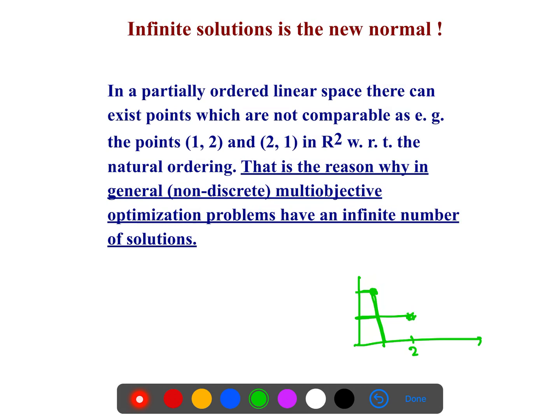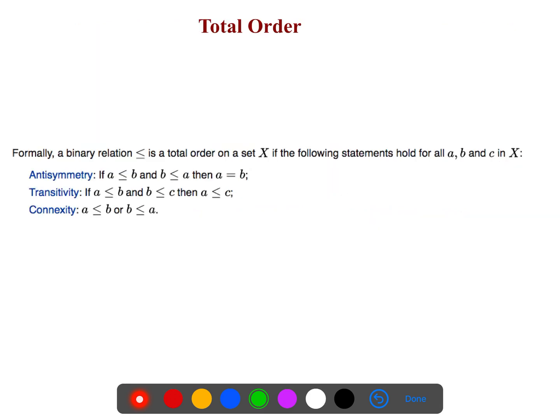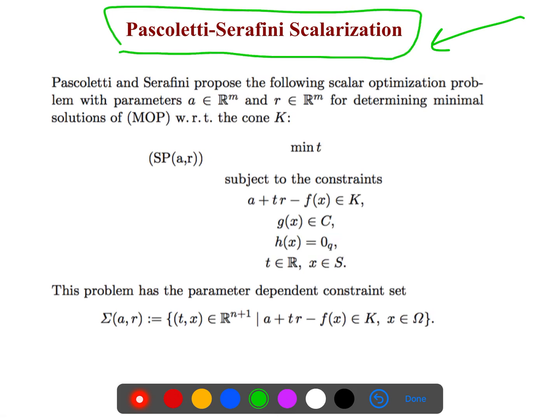So we cannot compare these 2 points, as I said. And so we can also define lexicographical ordering, and we can define total order, but let's come back to our original problem. We said that most multi-objective optimization methods, such as weighted average or epsilon constraint, are just a special case of Pascoletti-Serafini Scalarization.